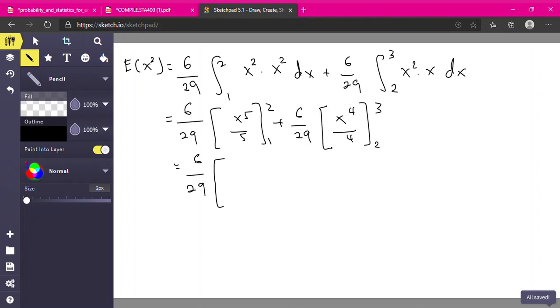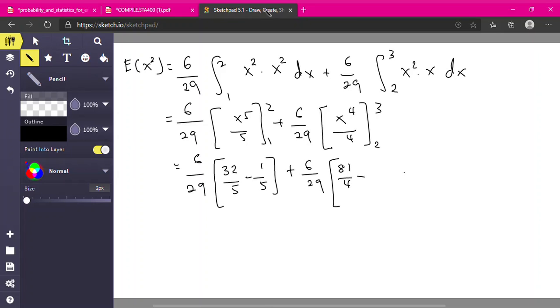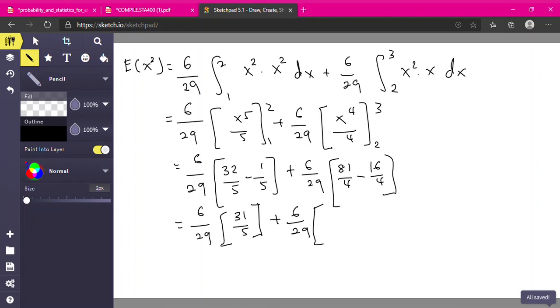So what we get here will be 2 power of 5 is 32, right? Okay, 32, okay lah, I buat satu-satu lah. 32 over 5 minus dengan 1 over 5. Okay, plus 81 over 4 minus dengan 16 over 4. Okay, berapa situ? 31 over 5 plus 81 minus 16, 65 over 4.